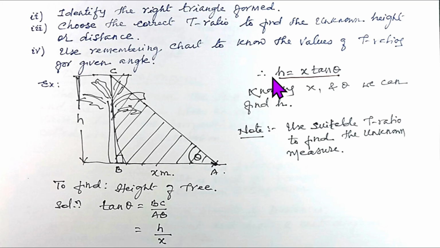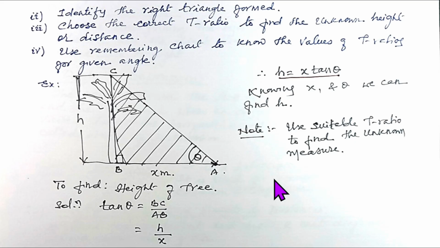So we know that height can be found out by knowing the value of theta. For example, let us say theta is 45 degrees, we know tan 45 degrees is 1, and therefore h becomes equal to x. That means the height of the tree is equal to the distance AB, which we already know. So that is how we can find out the value of the unknown distance or the height.